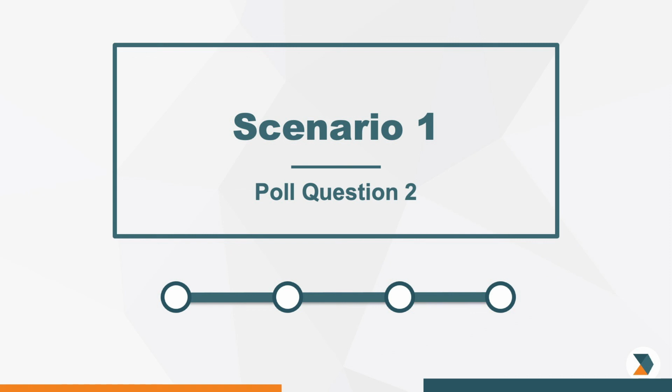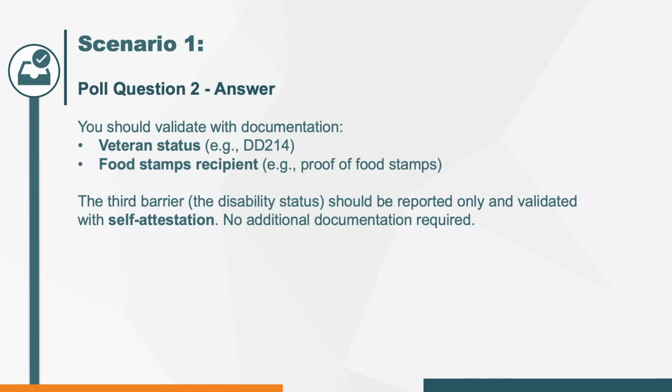What barriers do I have to validate with supporting documentation? Public assistance status, veteran and public assistance status, or disability status? So the correct answer in this scenario is the veteran status and public assistance status. Both of these are validated with proper documentation, with one of those being the DD-214, or any other relevant documentation that Rosani expressed will be outlined in that individuals with barriers checklist, and then the proof of the food stamps. And I will pass it on to Michelle to go over scenario 2 with you all.